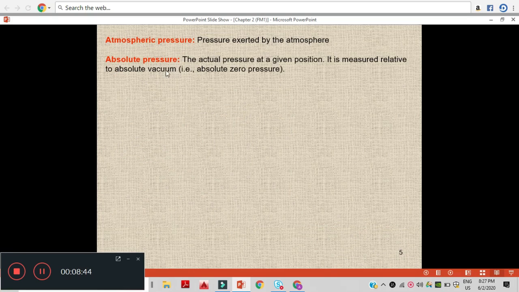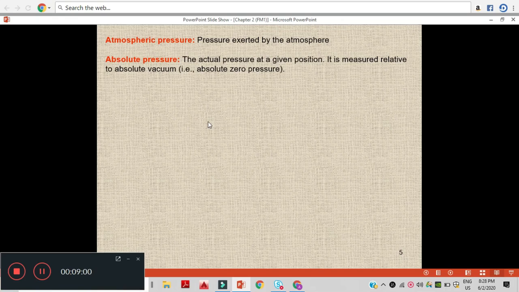So let's move on. We have a different type of pressure: the atmospheric pressure, the pressure exerted by our atmosphere. Absolute pressure: to measure any pressure, we need a reference point. Any pressure we measure from that reference point is called absolute pressure. So what is our reference point?